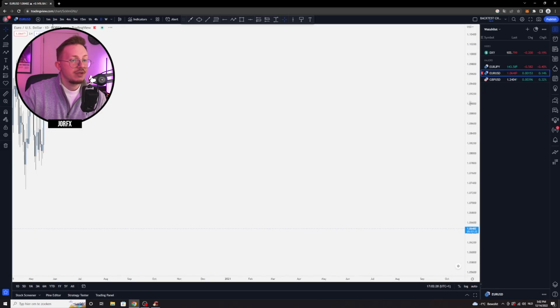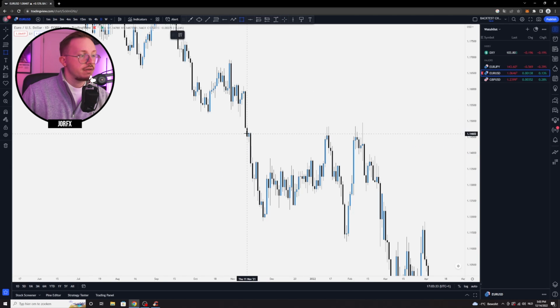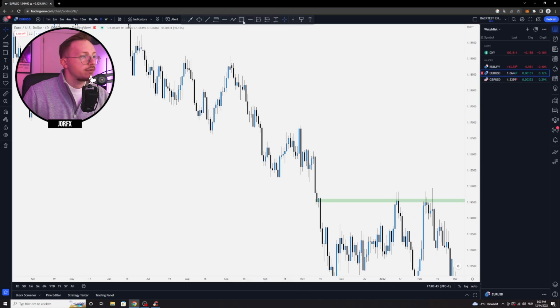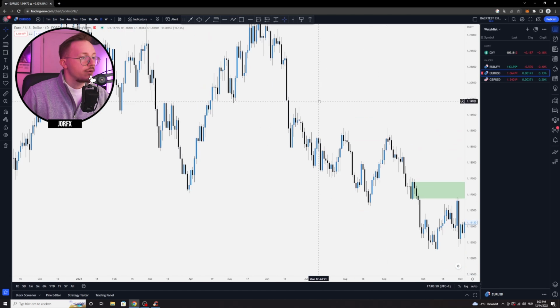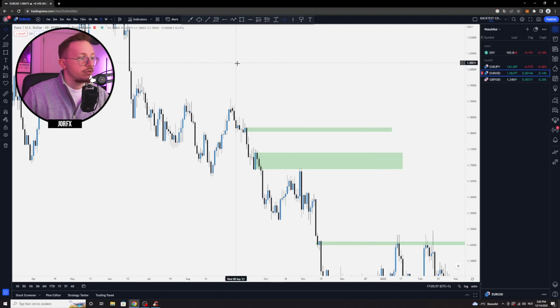Let's go back to the daily real quick and search for some better examples than this one. Okay, so we have the next order block right here. Bam. Also a really nice zone to enter from. Then we have an order block right here. Again, a really nice zone to enter from. We have an order block right here. Price did not come to this level.